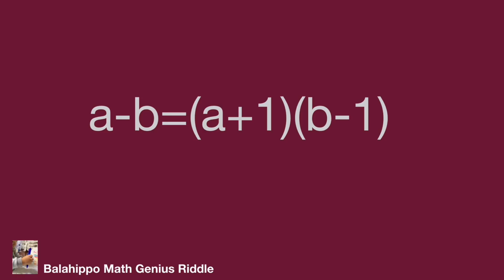The given equation: A equals (A plus 1) times (B minus 1). I would like to find the relation between A and B. At first, expand (A plus 1) times (B minus 1).